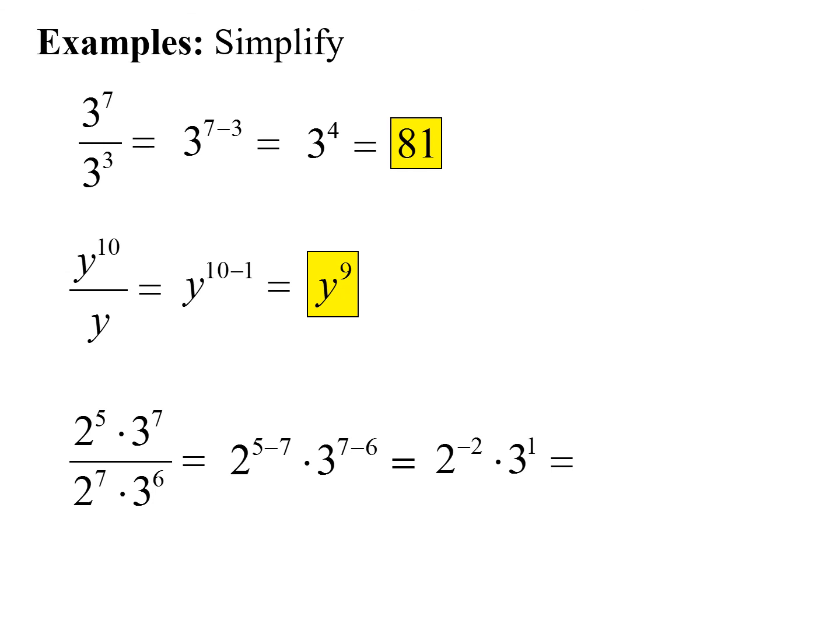Now here I see a negative exponent. I get 2 to the negative 2 times 3 to the first power. So 3 to the first power is going to stay in the numerator. 2 to the negative second needs to move to the denominator. So I have 3 to the first over 2 to the second. 3 to the first is 3, 2 to the second is 4.